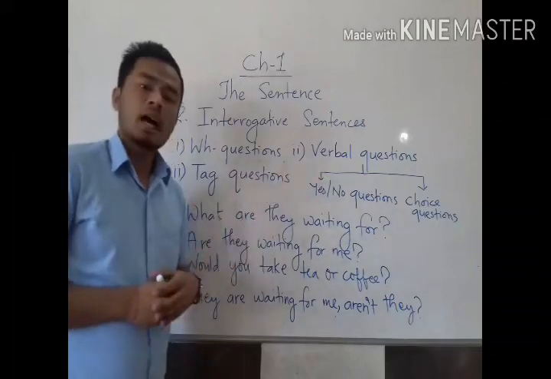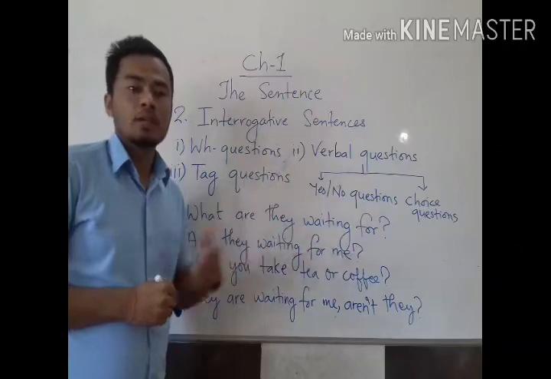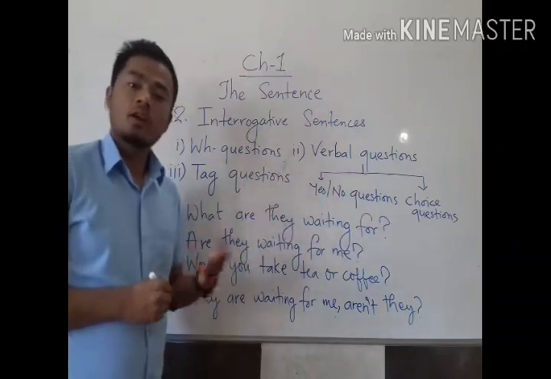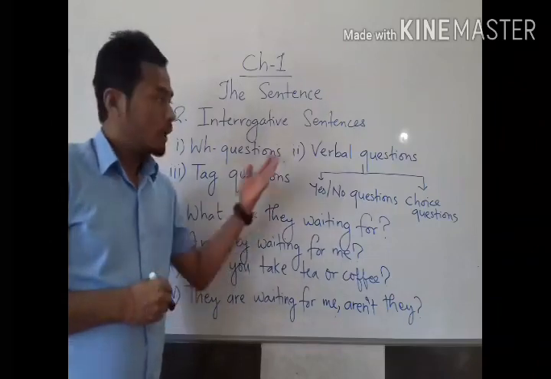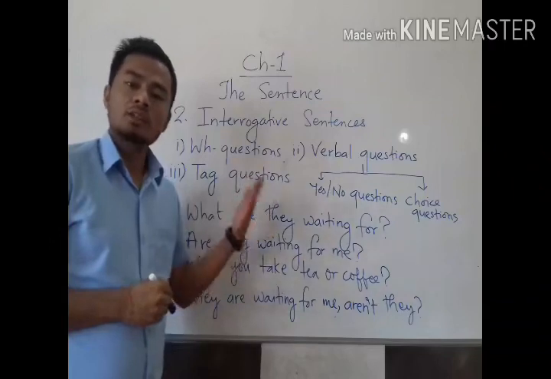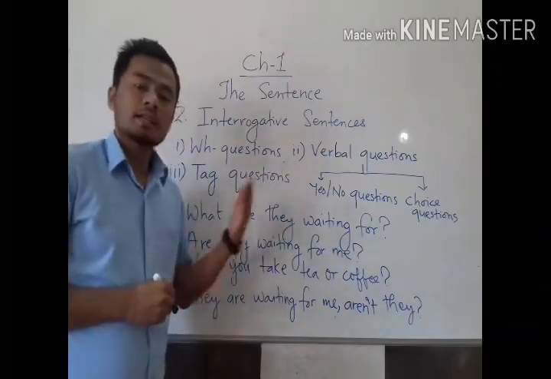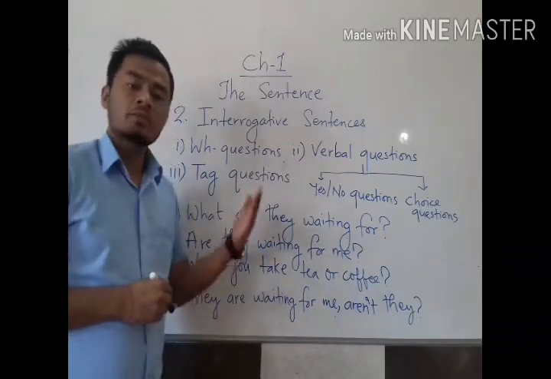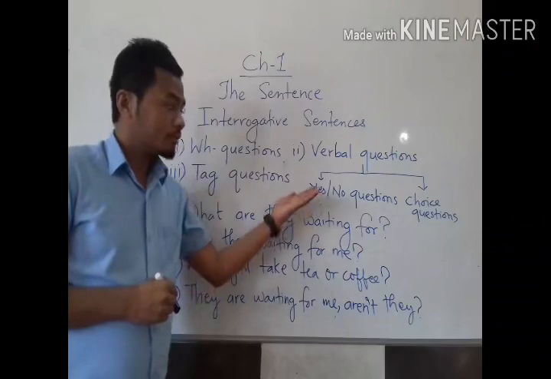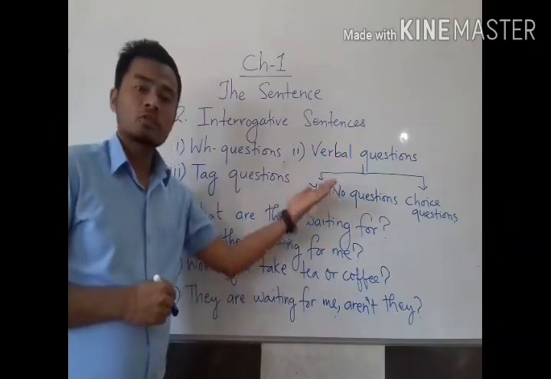Verbal questions are all those questions which are framed by using helping verbs, whether they are primary auxiliaries or modal auxiliaries. All those questions framed by helping verbs or auxiliary verbs are called verbal questions. Now again, verbal questions are of two types. They are yes or no questions, and another one is choice questions.